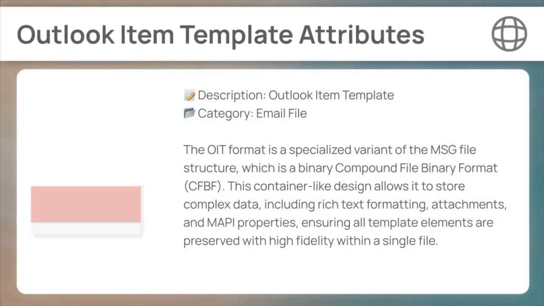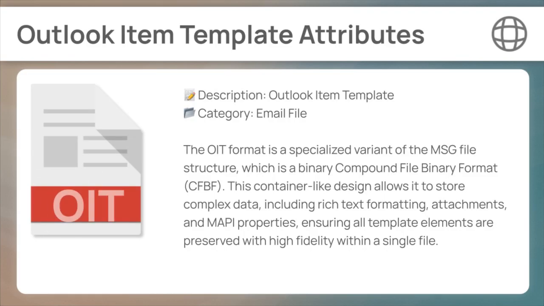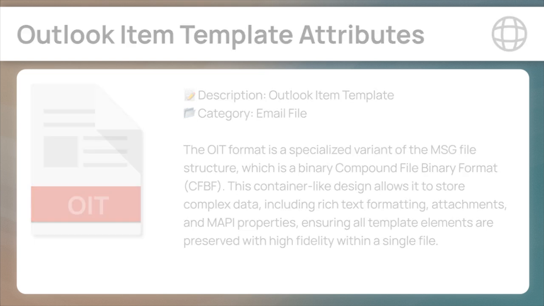The OIT format is a specialized variant of the MSG file structure, which is a binary compound file binary format, CFBF. This container-like design allows it to store complex data, including rich text formatting, attachments, and MAPI properties, ensuring all template elements are preserved with high fidelity within a single file.